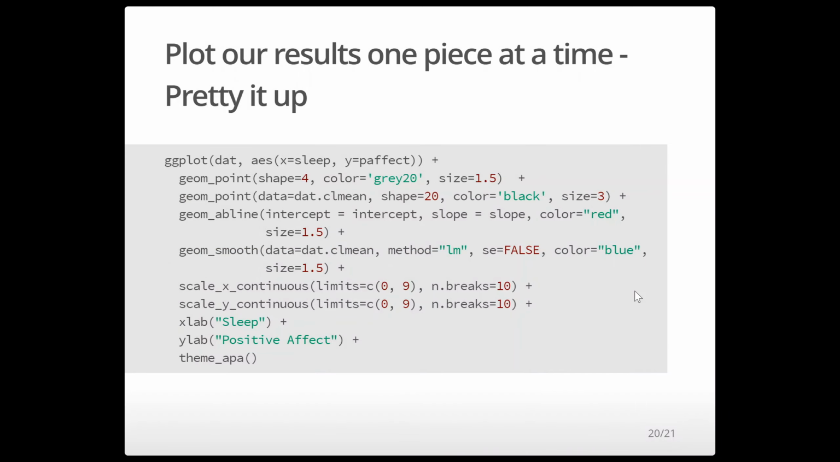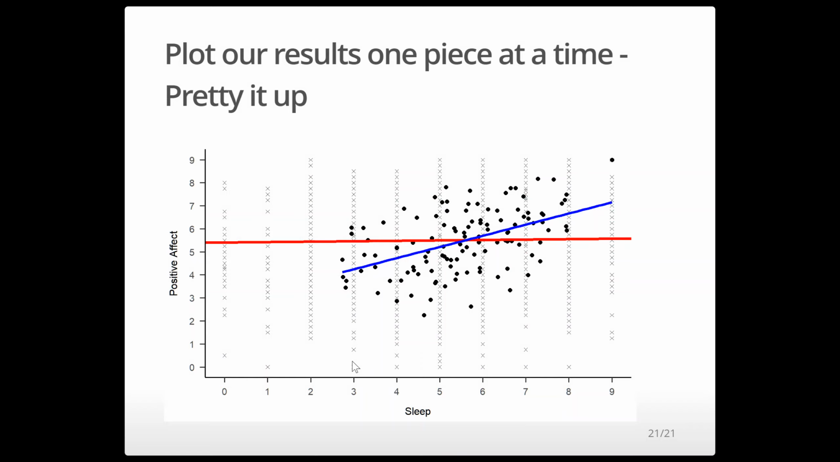And then finally, I'm going to add a few aesthetic tweaks to my plot just to make it look nice. I'm going to set the scale of the x-axis and y-axis so it has the right limits and number breaks. I'm going to label them so they have proper labels. And then this theme_apa is the thing that came from papaja, and it's just going to make the lines in the background look right. And so here's what we have. This is our final plot, and this is pretty much what you saw in lecture.